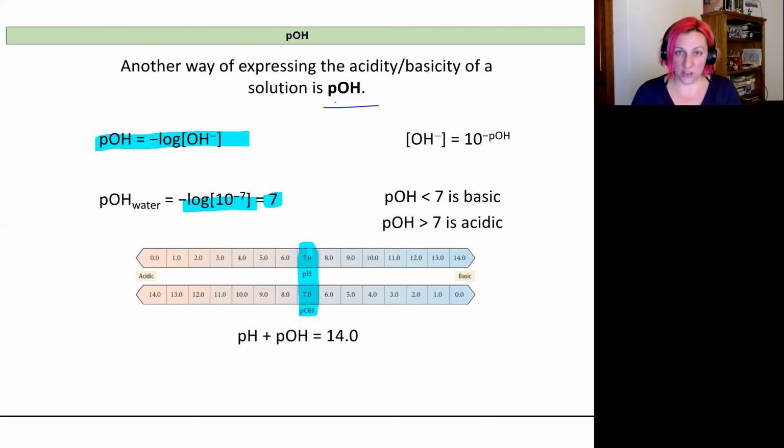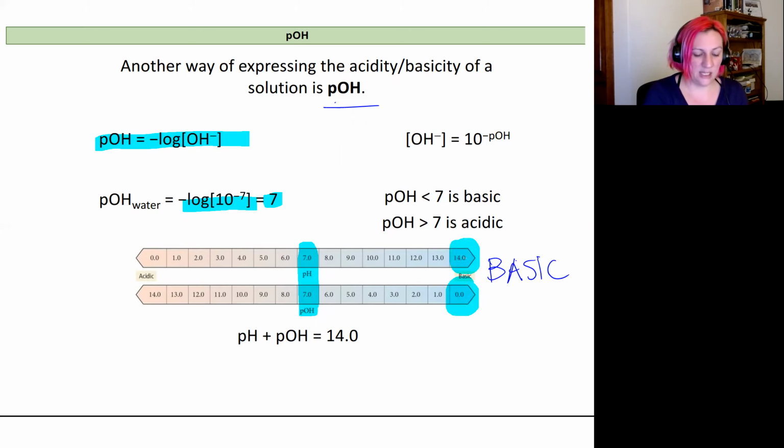What changes about it is that with pOH, it's going to have a high concentration of hydroxide ions when it's basic. And so that means on the pOH scale, small numbers are going to show basic solutions rather than large numbers. And so we've got basic here on this end. And you can see on the pOH scale, we've got 0. And on the pH scale, we have 14.